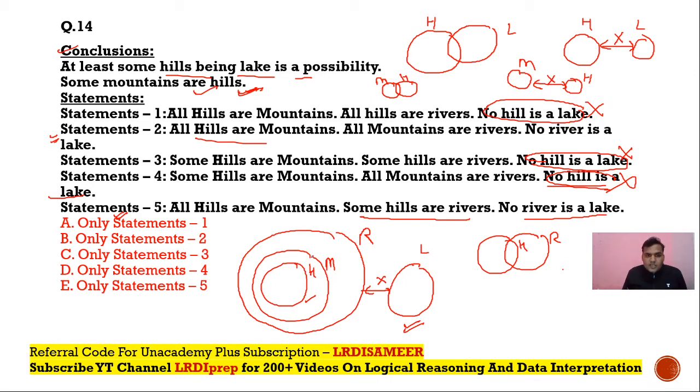So therefore you can straight away eliminate statement 2 also. So you are left with only statement 5. So you can say statement 5 is the answer of the question. In statement 5, both of these two conclusions will follow because the rest of the statements have been eliminated.